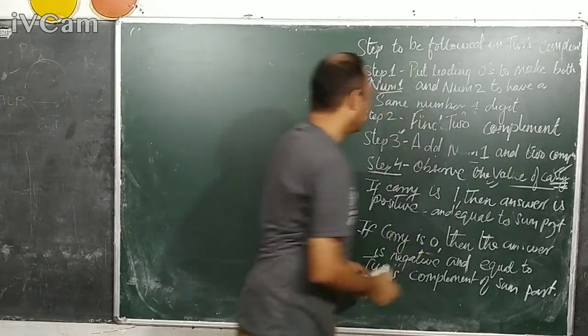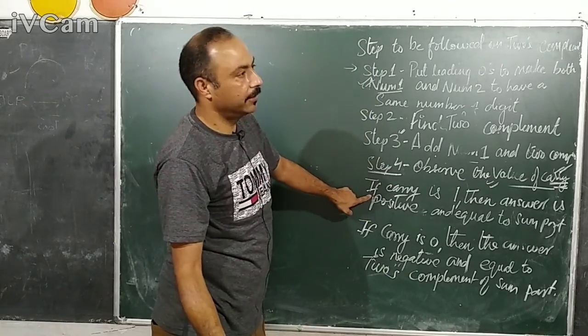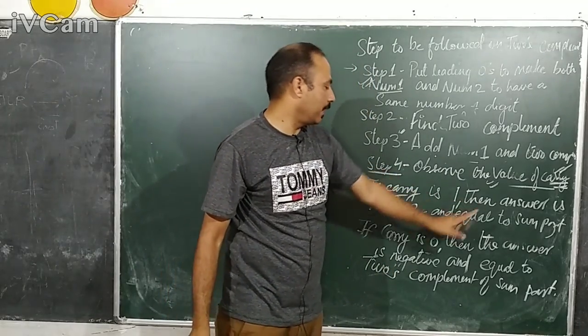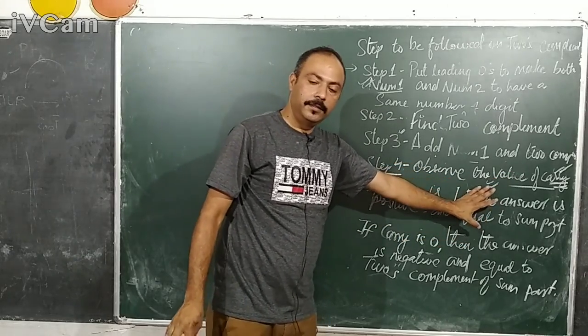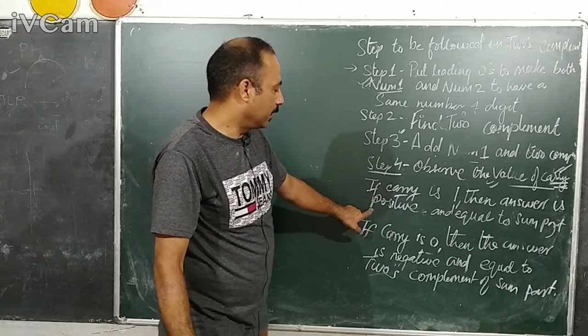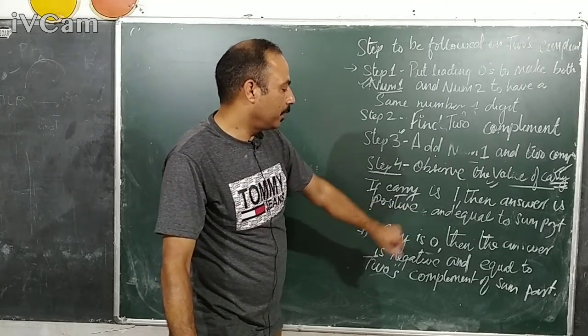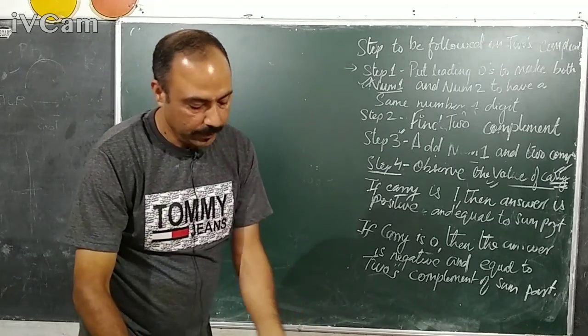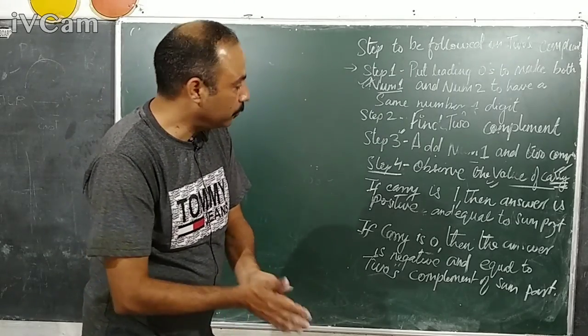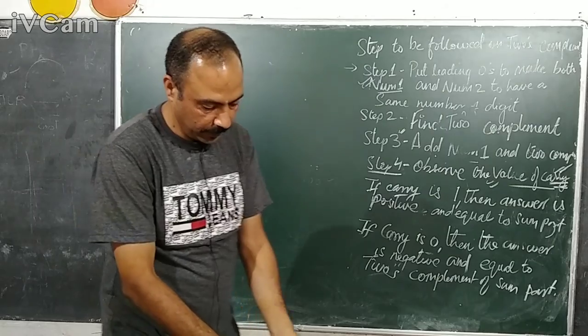After that, observe the value and see the carryover. If the carryover is 1, then the answer is positive and equals the sum part, whatever it comes out to. And if the carryover is 0, then we have to find the 2's complement of the sum part. Okay, so I'll be giving you two examples, and then I'll finish off the lesson.